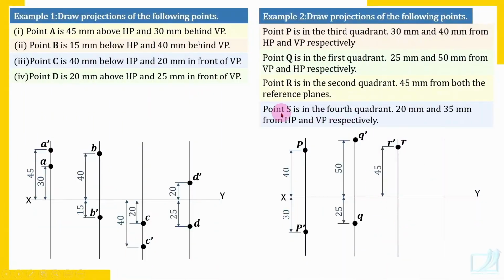Simple. Now point S is in fourth quadrant. What do you mean by fourth quadrant? Both views below. So measure both these distances below XY line. 20 millimeters and 35 millimeters from HP and VP respectively. So 20 millimeter is distance from HP, so front view must be at 20 millimeters and top view must be at 35 millimeters, and both views below XY line. So watch here, measure both distances below. And 20 millimeter is distance from HP, so that is front view, and top view gives distance from VP. Both views below means fourth quadrant.